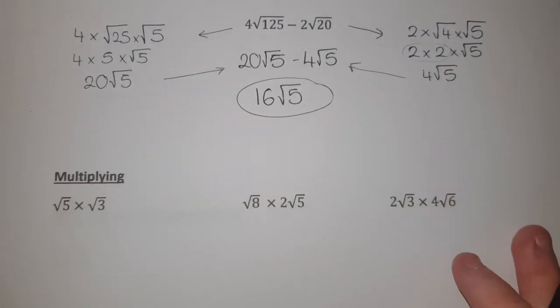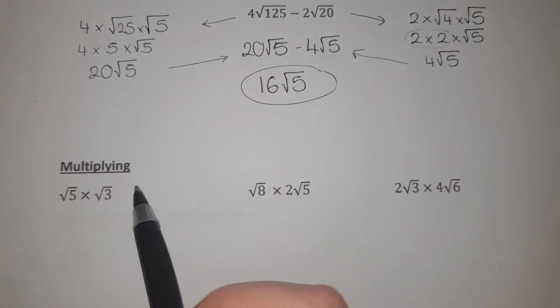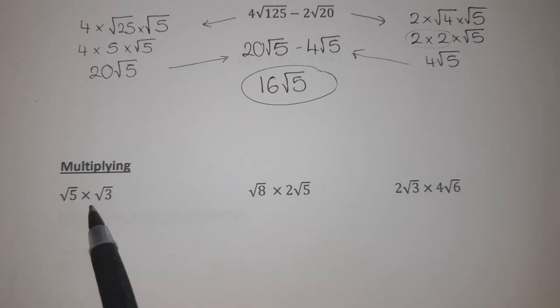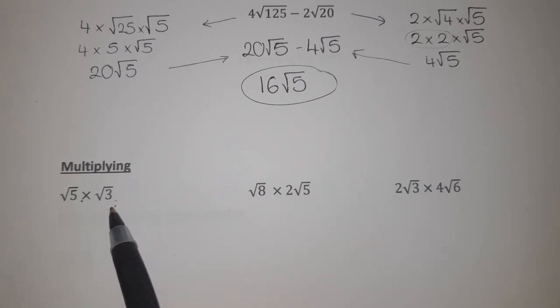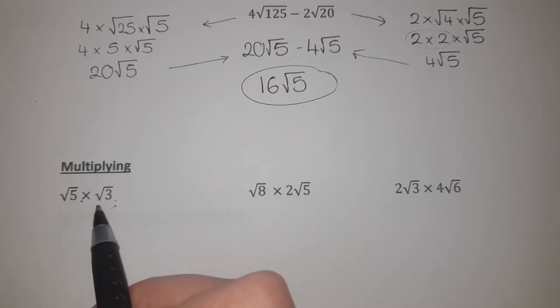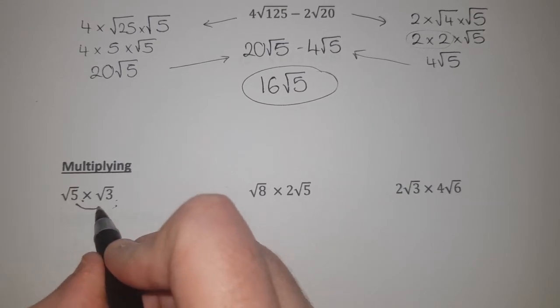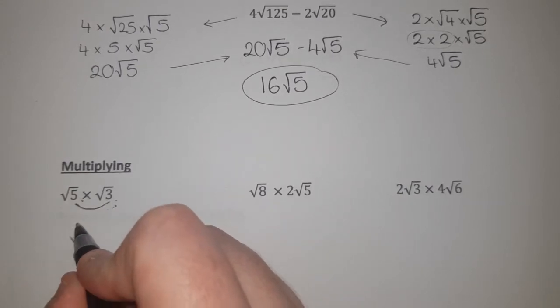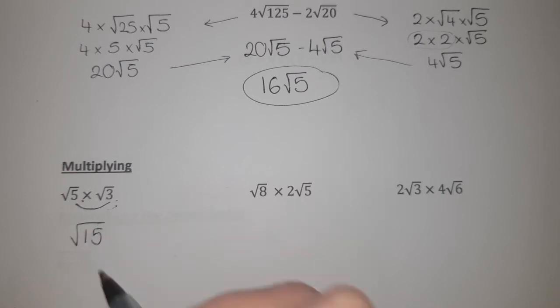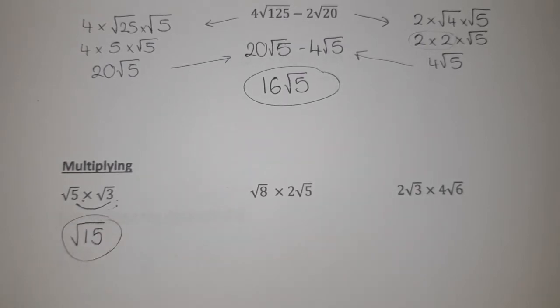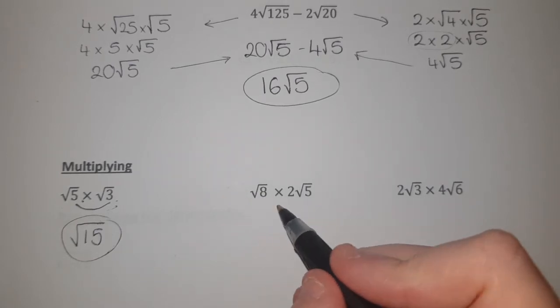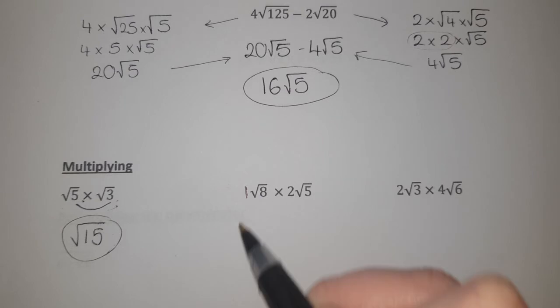Okay, multiplying is just basically almost the reverse of what you were doing with simplifying. You're putting them back together. Sometimes you might have to simplify afterwards. So root 5 times root 3, you literally multiply the numbers inside the square root. I get square root of 15. Now there is no square number that goes into 15, so there's nothing else I have to do with that. That is my answer.